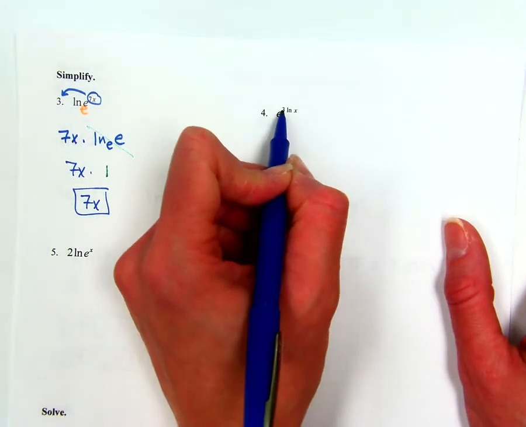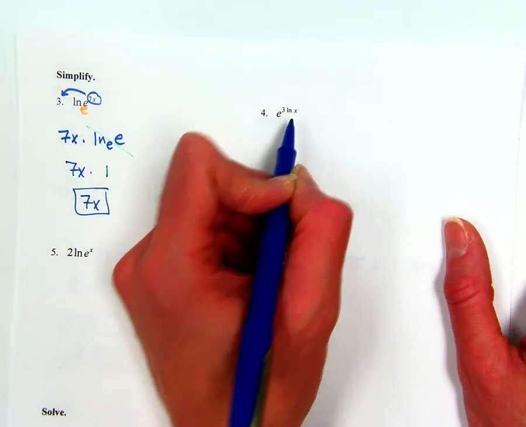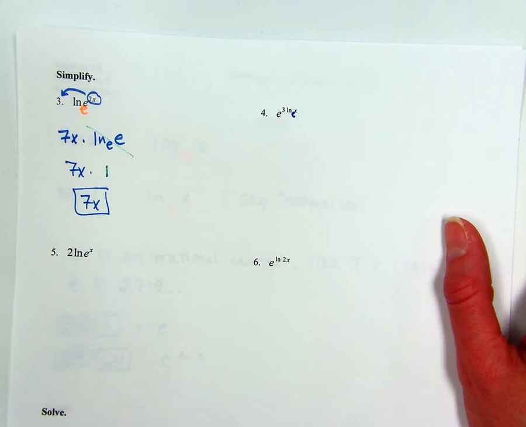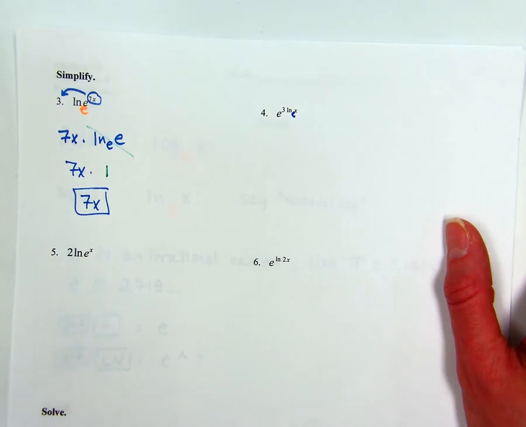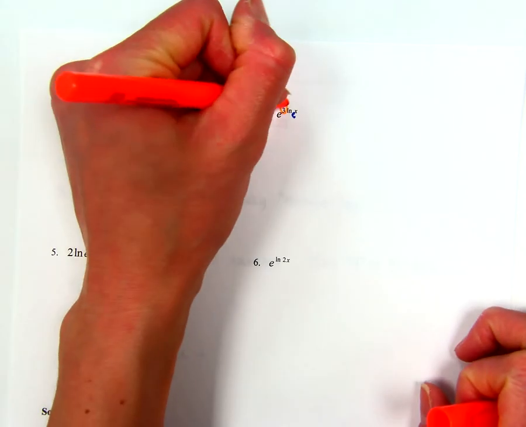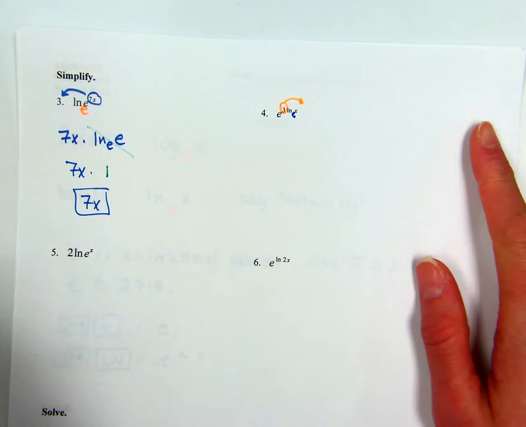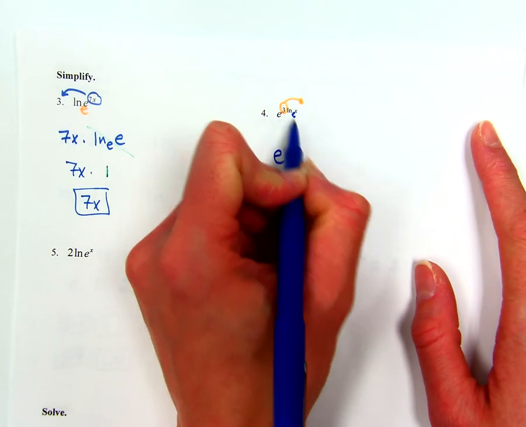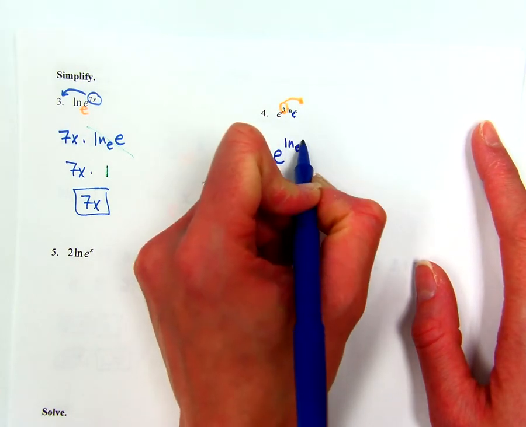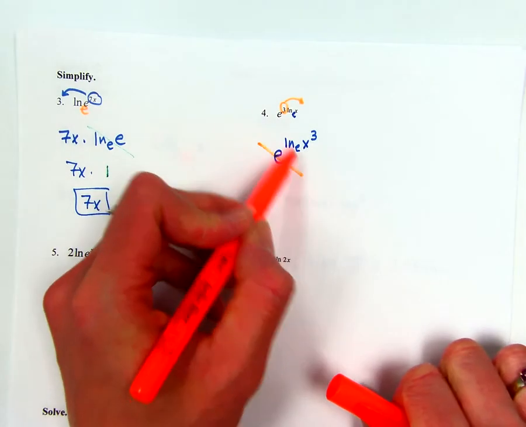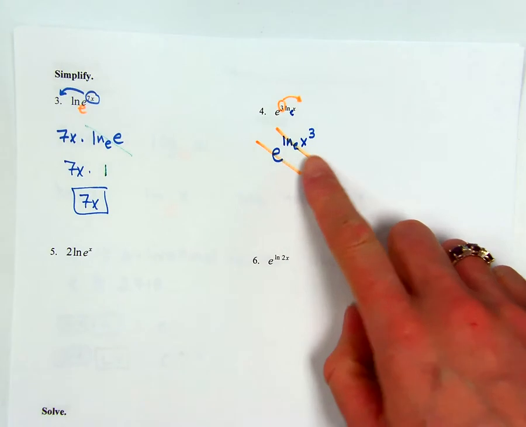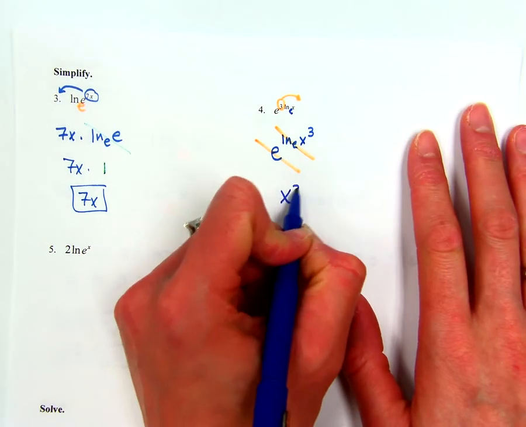Here I have e to the 3 times natural log of x. I'm going to put in a little e here. That'll remind you that you have a base e. First thing we're going to do is this 3 is going to move to be an exponent. So I have e to the natural log, that's base e, of x cubed. Then this is one of our shortcut rules. If we have e to the log base e, those cancel out, so the only thing that's left is x cubed.